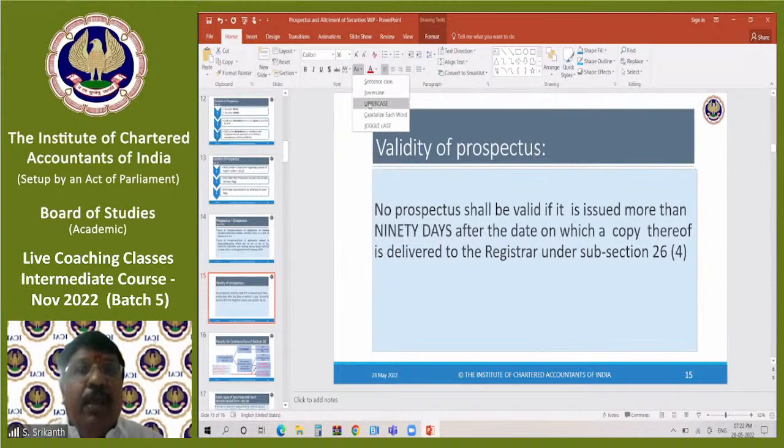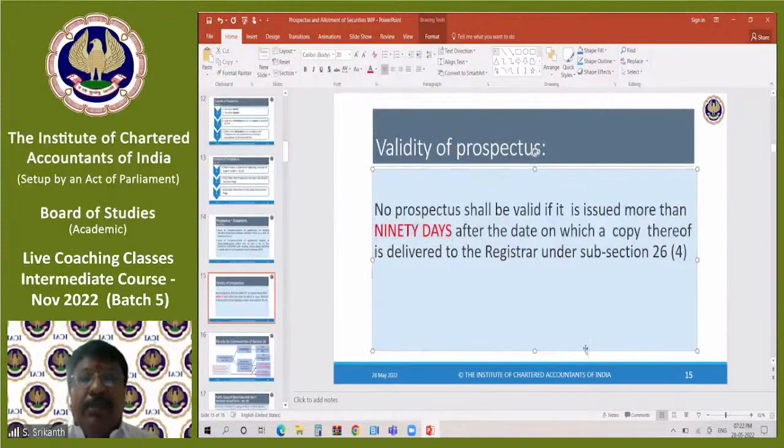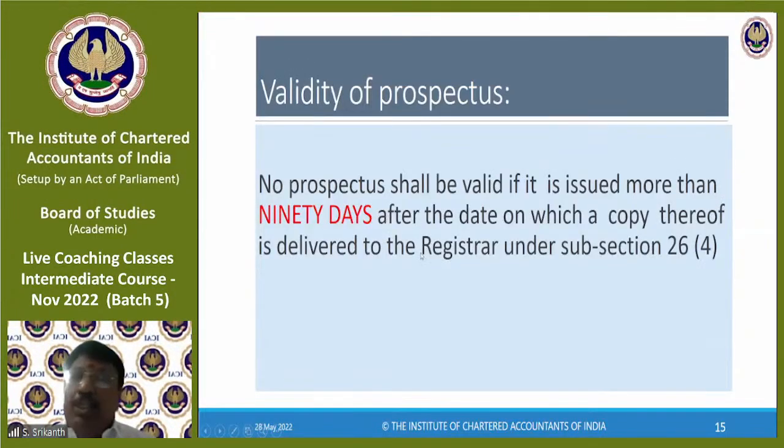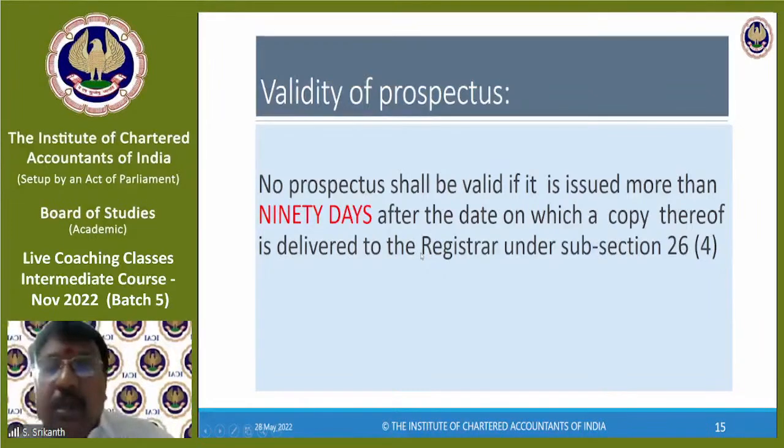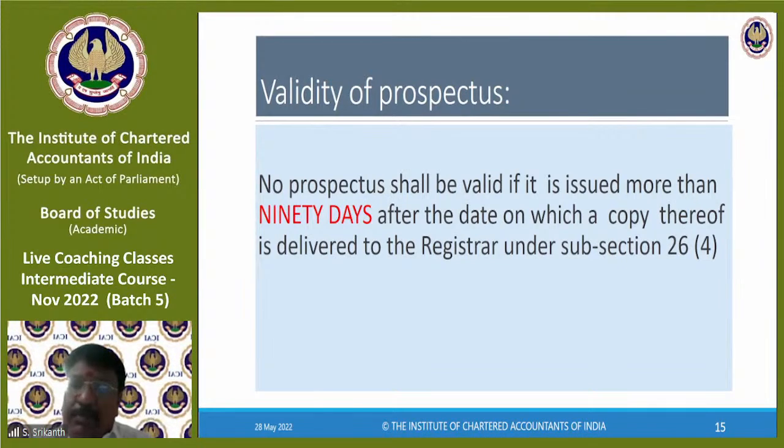Let me make it really relevant because this is important. This could be a problem, or this could be a multiple choice question, or they could give you dates. So the important point is the date of registration. The date of the prospectus should be after the date of registration, because the date of the prospectus will be deemed to be the date of issue. Right? Then it should be issued within 90 days.